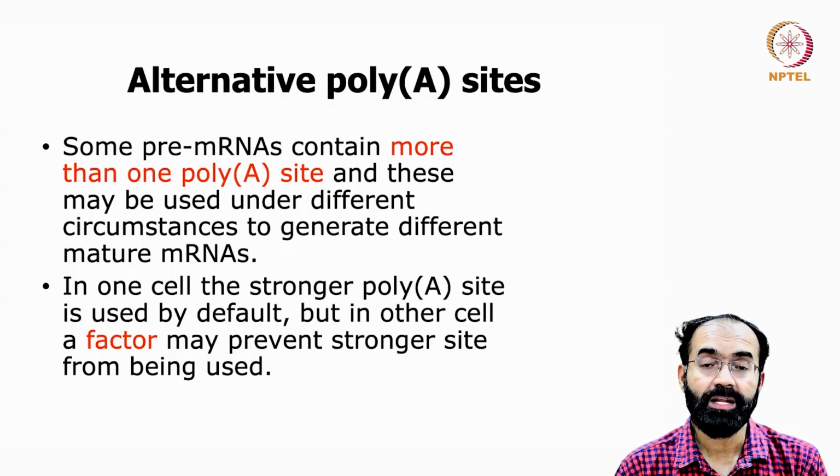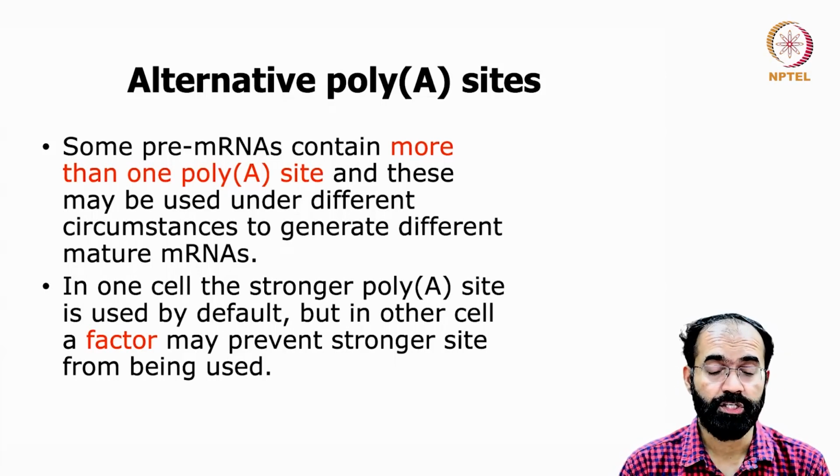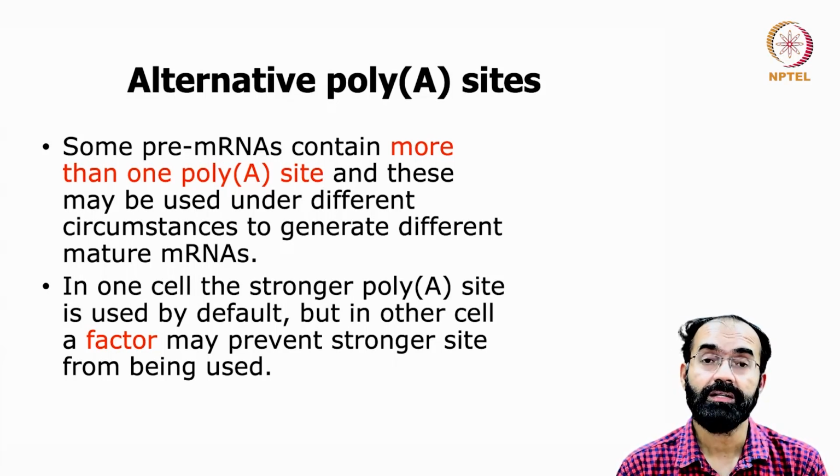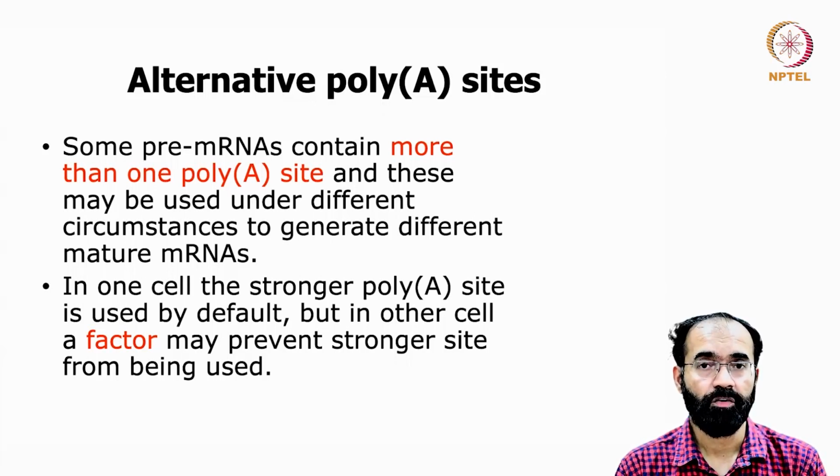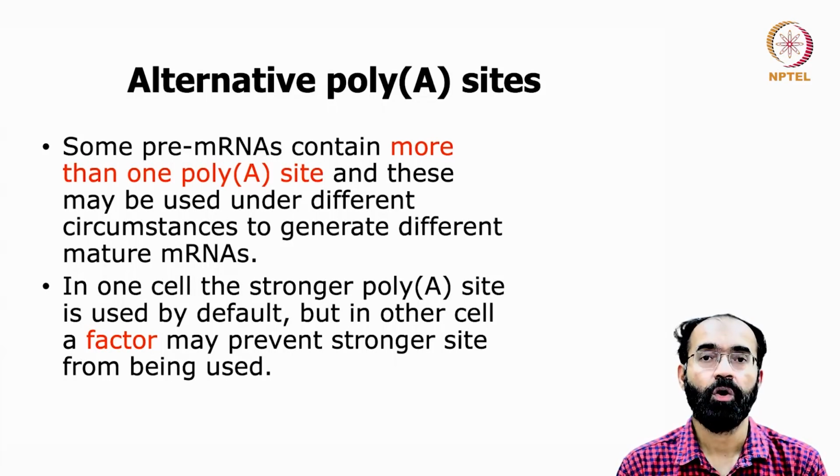And the poly A sites may be used under different circumstances to generate mature RNA. Now, in simplistic terms, we can say a gene has got 3 poly A sites. One is say 50 bases downstream of the stop codon, another may be 100 base pair downstream of the stop codon, another may be 200 base pair downstream of the stop codon. So now the question is, will it use the 50 base one, will it use the 100 base one, or will it use the 200 base one? The answer is, it depends on which tissue you are talking about.